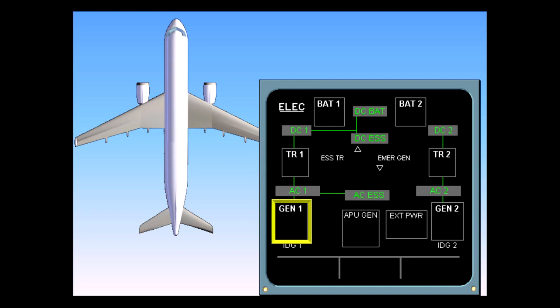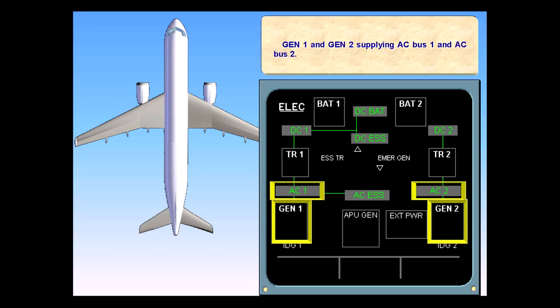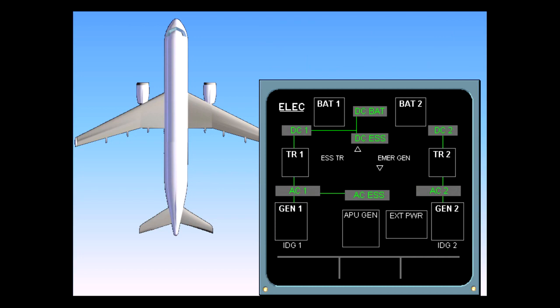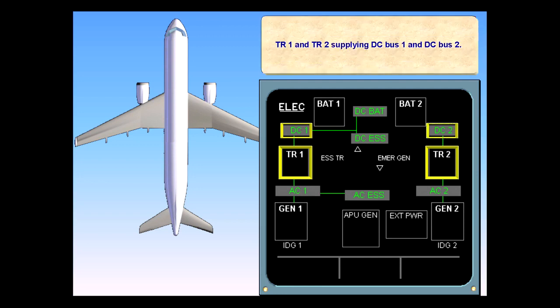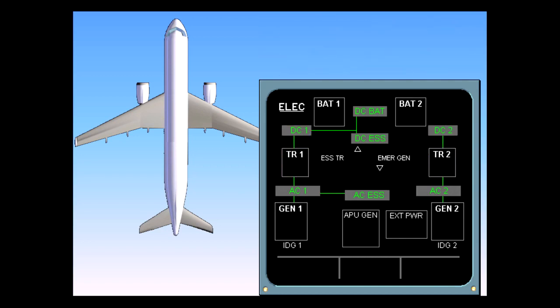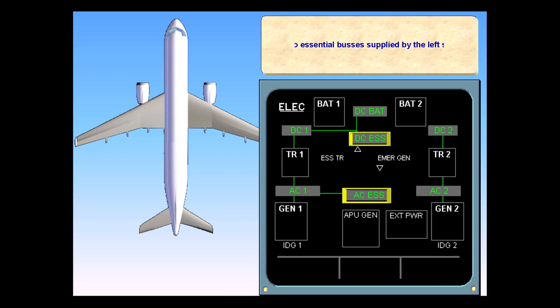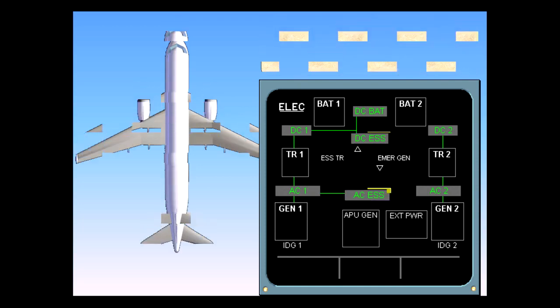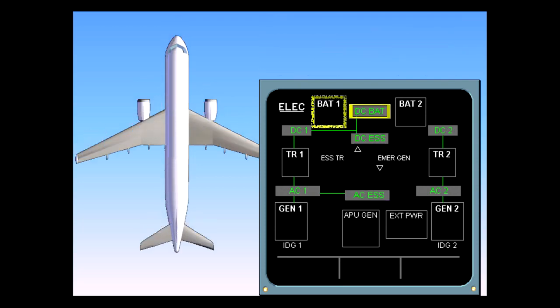Generator 1 and Generator 2 supplying AC bus 1 and AC bus 2. TR1 and TR2 supplying DC bus 1 and DC bus 2. Two essential buses supplied by the left side. The DC battery bus and two batteries.